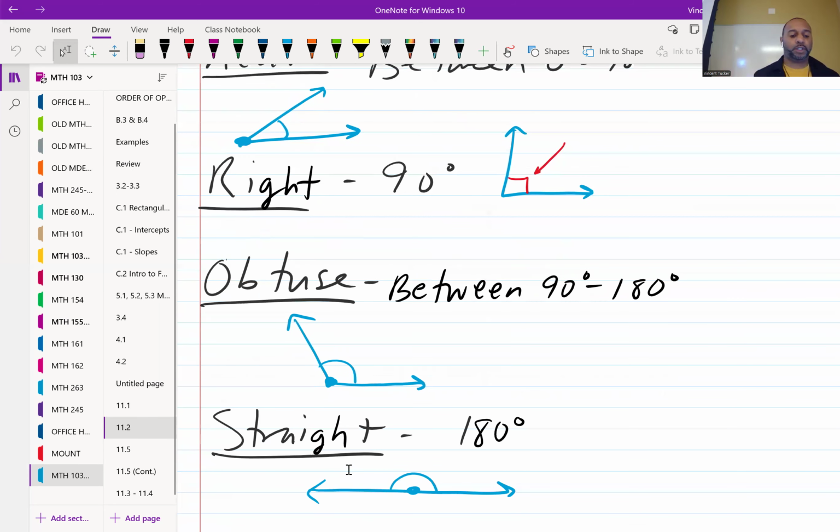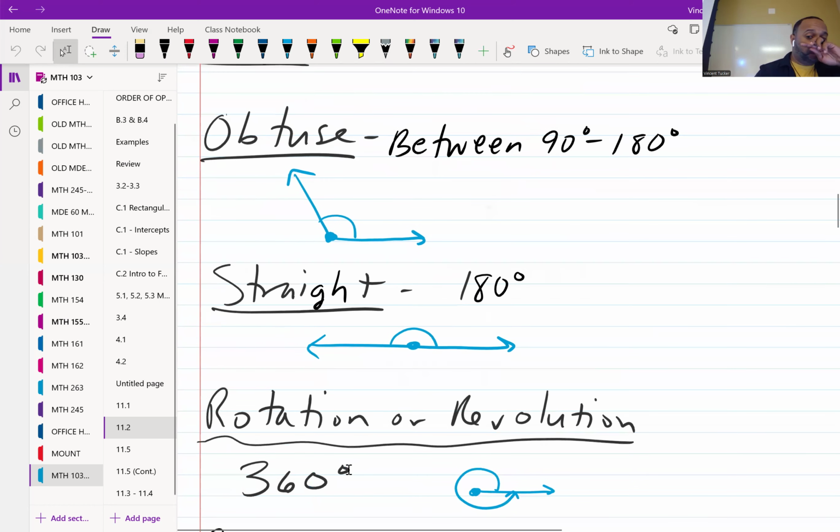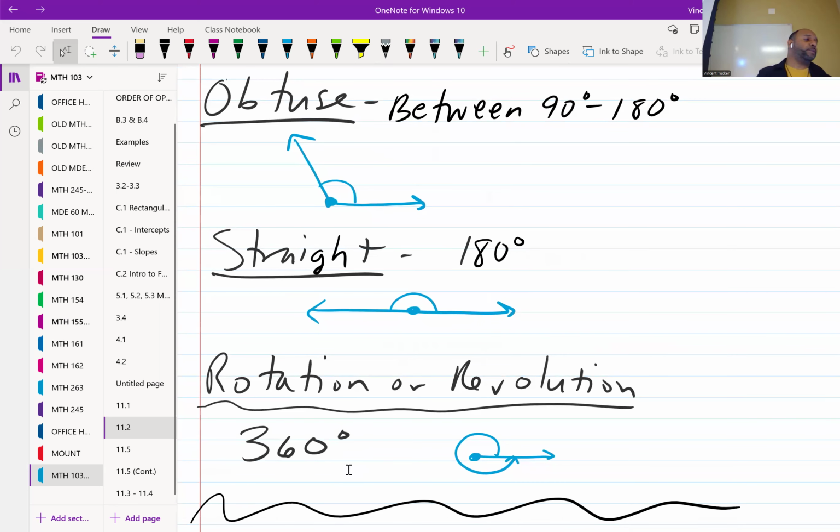Straight angle, or you can think about just a straight line, is 180 degrees. All right. Then one full rotation or revolution is going to be 360 degrees.